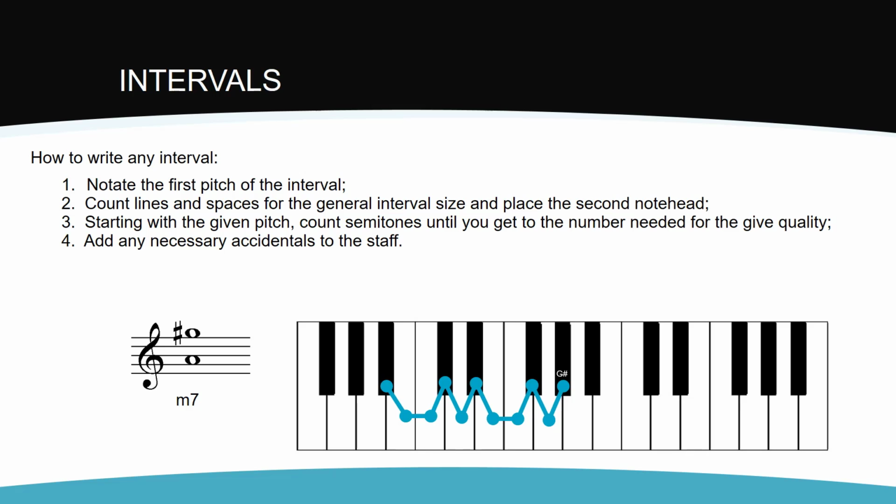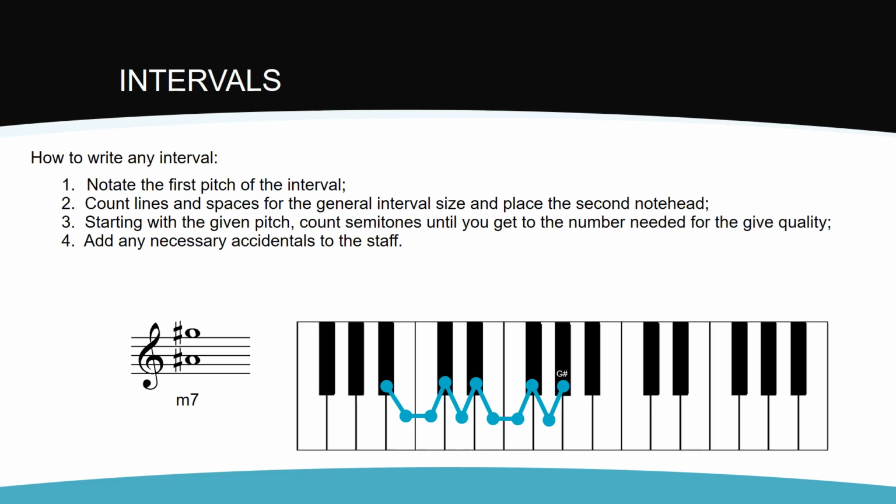Because of step 2, we know that we need some kind of A, and now that we have counted semitones, we know that we need to add a sharp to the A to get the correct pitch indicated on the piano. Step 4, add that accidental on the staff. We have now written the pitch that is a minor seventh below G sharp. Here's what it sounds like.